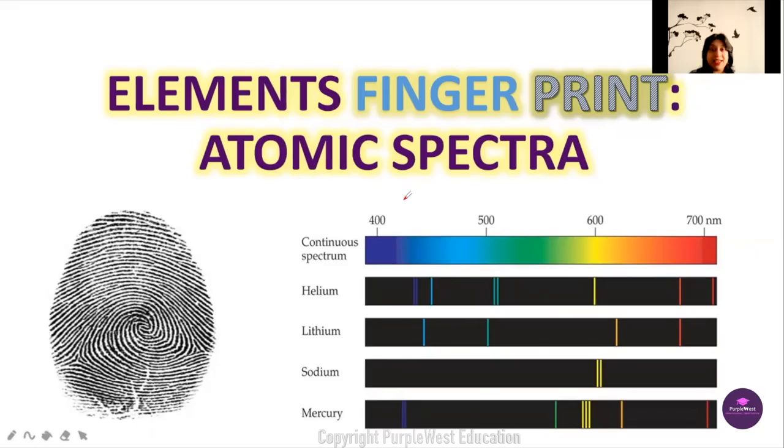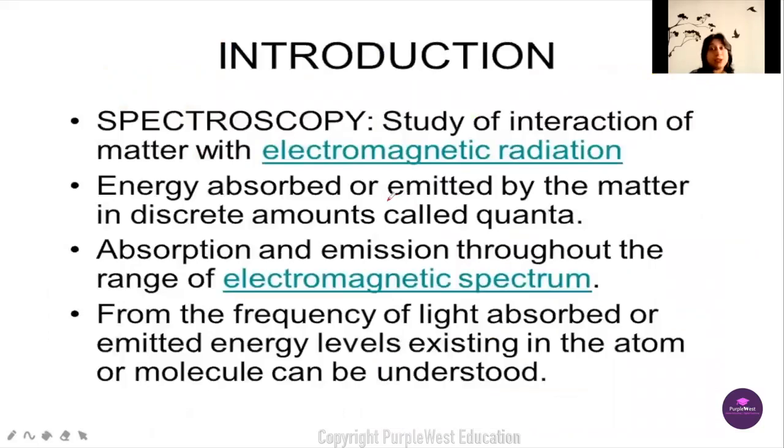atomic spectra. First of all, you have to know what spectroscopy is, because this comes under the branch of spectroscopy. The study of the interaction of matter with electromagnetic radiation is known as spectroscopy. One of the simplest examples of electromagnetic radiation is the light radiation coming from the sun.